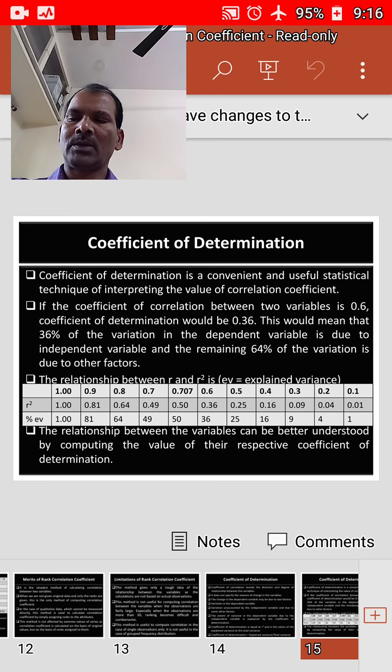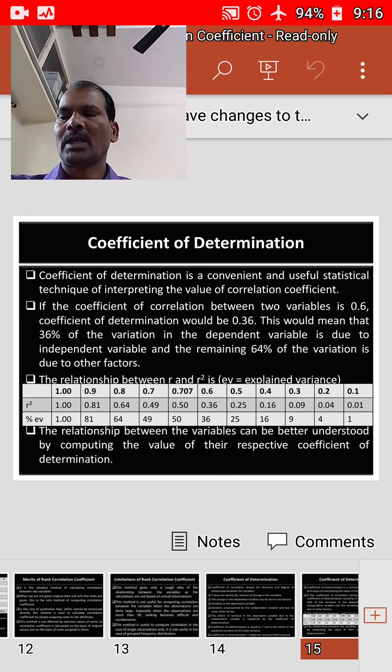Example: the correlation between two variables is 0.8 and the correlation between two other variables is 0.4. It does not mean that the correlation between the first two variables is double the correlation between the second set of variables. The relationship between the variables can be better understood by computing the values of their respective coefficients of determination. The coefficients of determination would be 0.64 and 0.16 respectively.